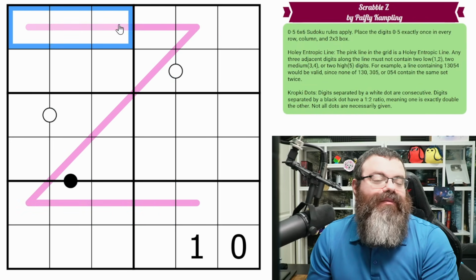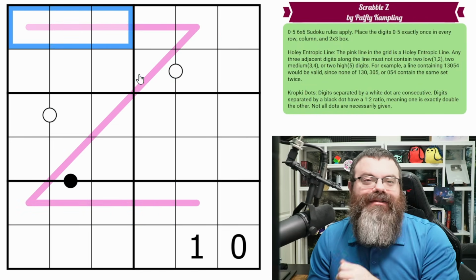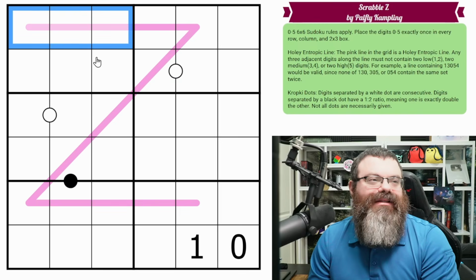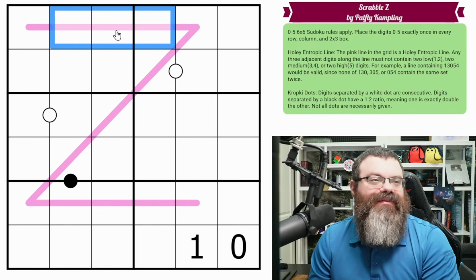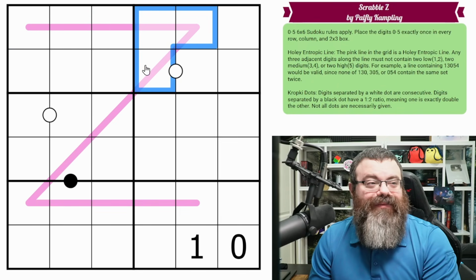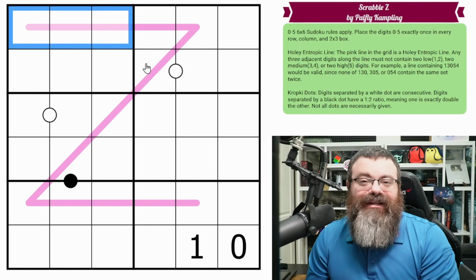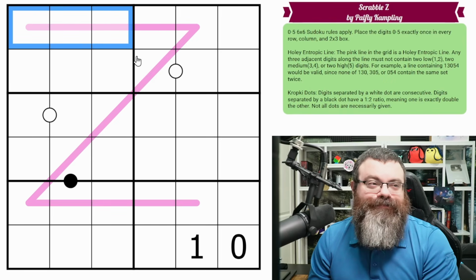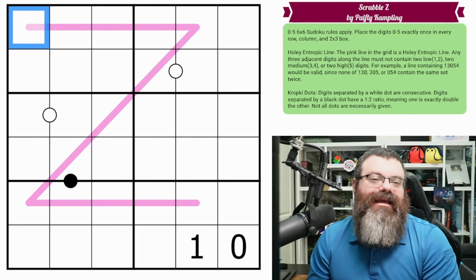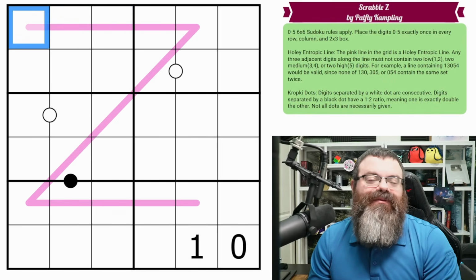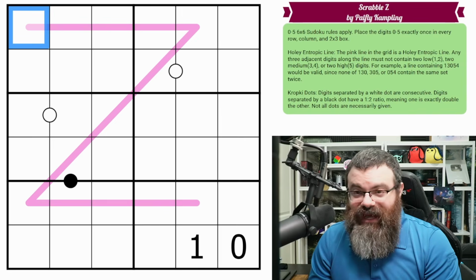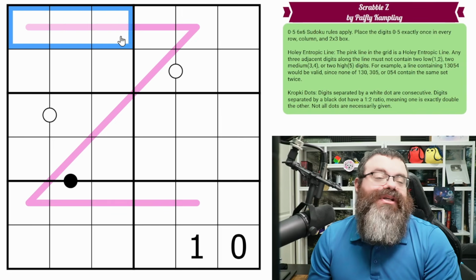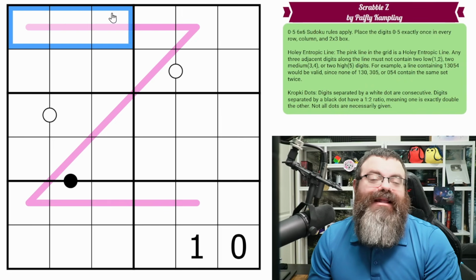How does this work? Well, take any group of 3 adjacent cells in the line. So these 3, for example, these 3, notice they overlap, these 3. Any 3 adjacent cells along the line have to have the property that they don't contain 2 lows, 2 mediums, or 2 highs. So for example, low is 1, 2, medium is 3, 4, and high is just the 5. So notice 0 is not considered low, medium, or high, and that's how we accomplish this sometimes.